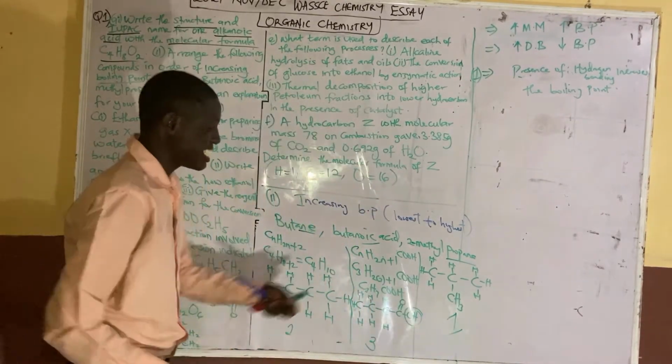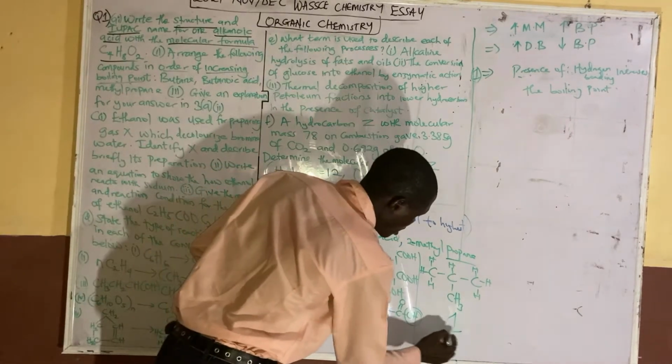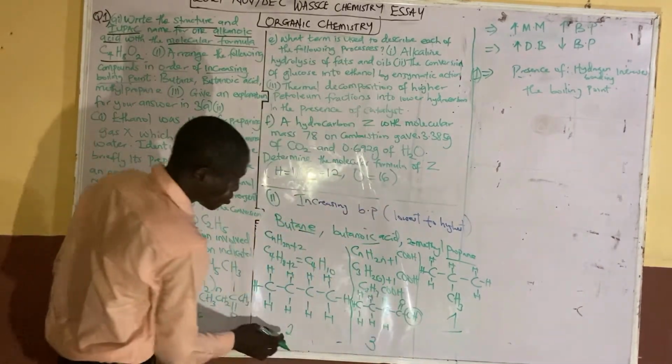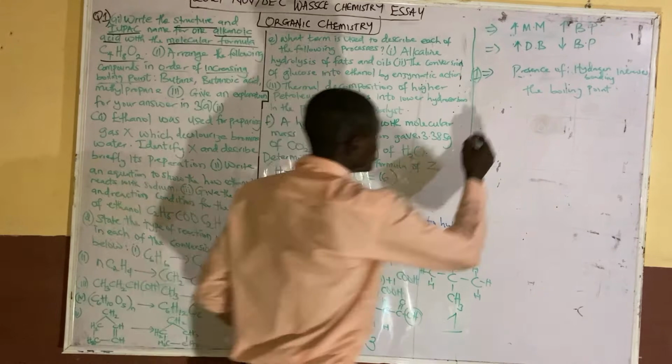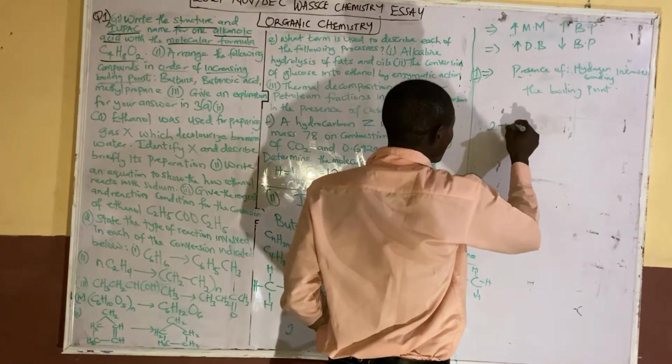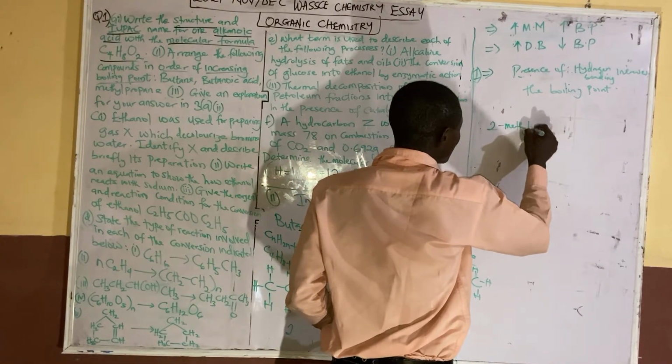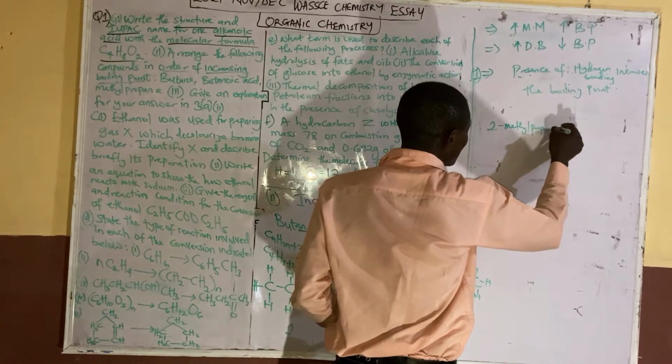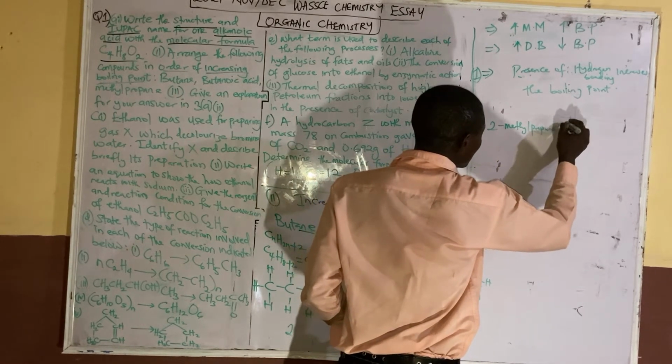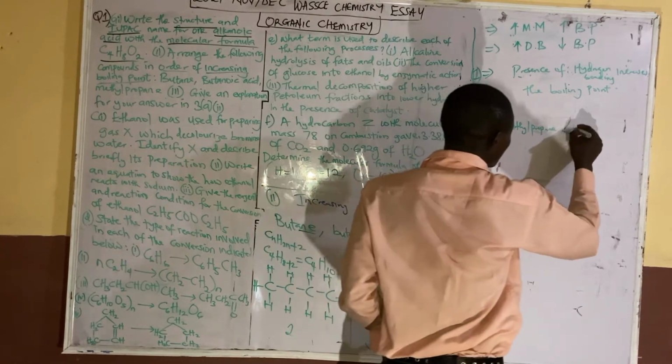So the increasing order: this is number 1, number 2, number 3. So 2-methylpropane will be smaller, followed by butane.